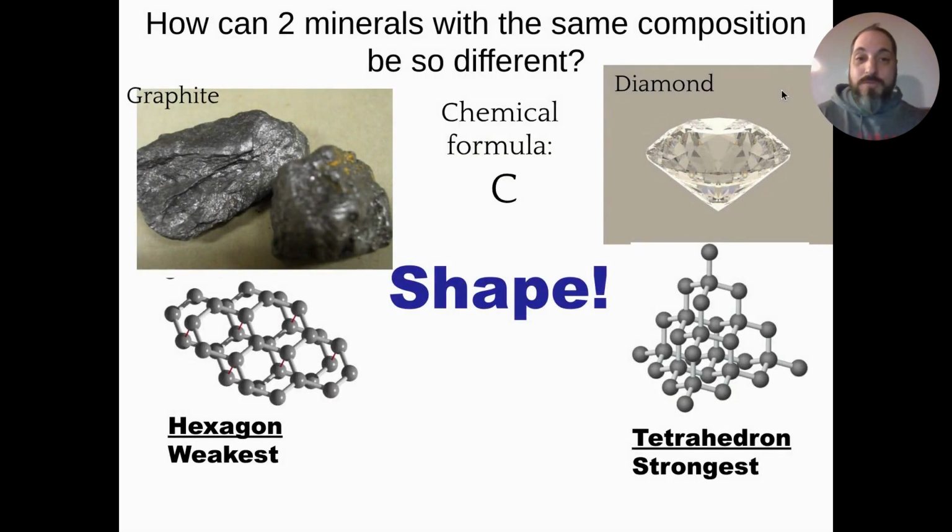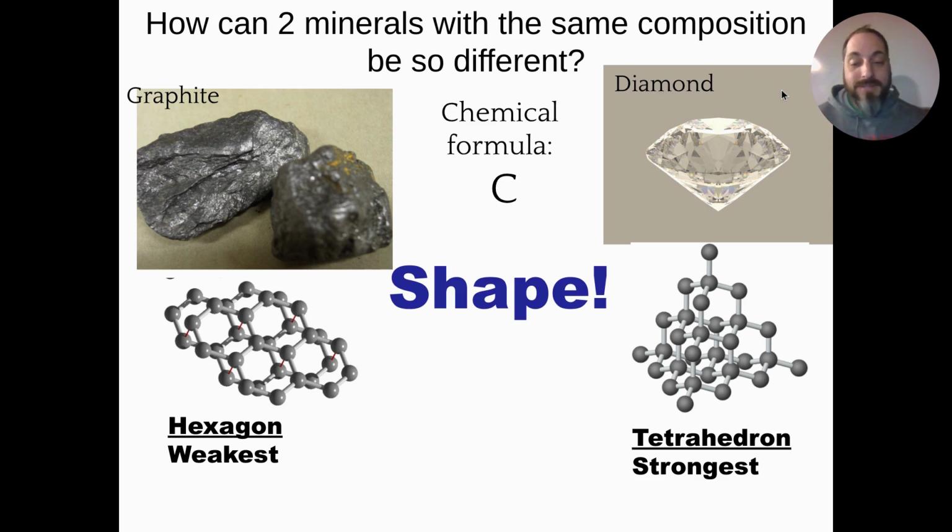So, how can two minerals be made of the same thing, but be very different from each other? Graphite and diamond are a classic example, right? Graphite is super soft. We use it in pencils. Diamonds are the hardest known naturally occurring substance on Earth. And it's because of the way that their crystals are shaped. They're both made out of carbon. They're made out of the same exact type of atoms.